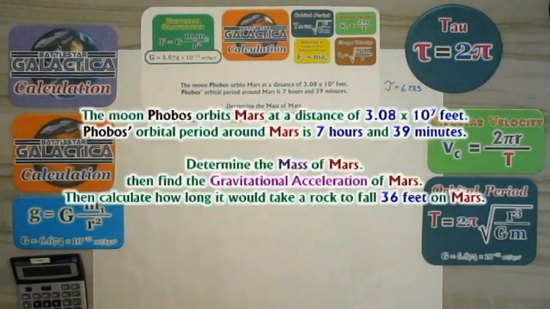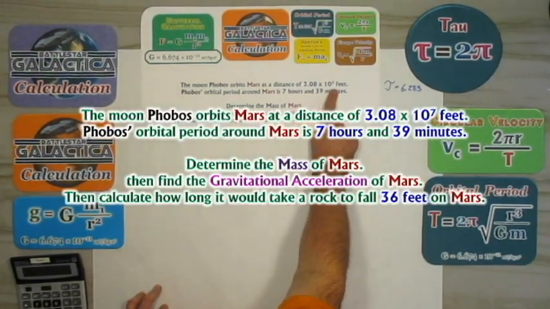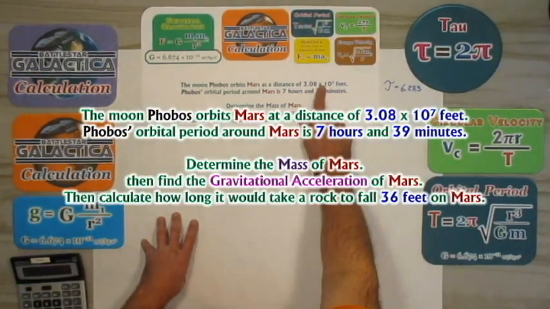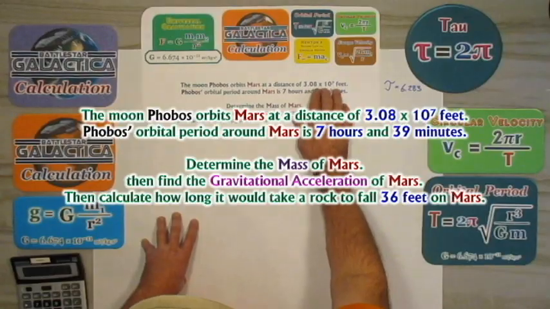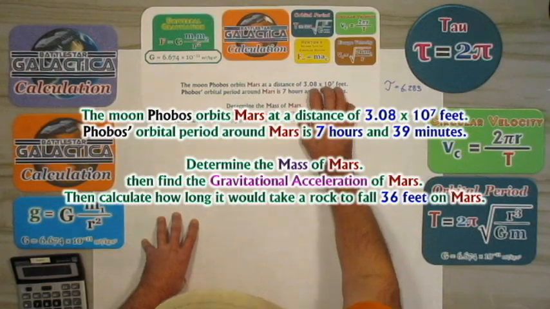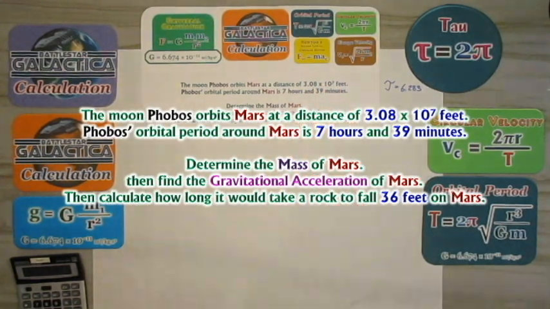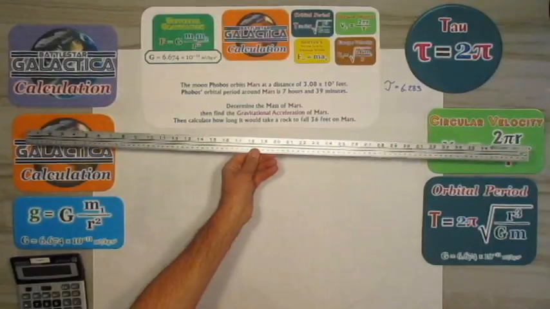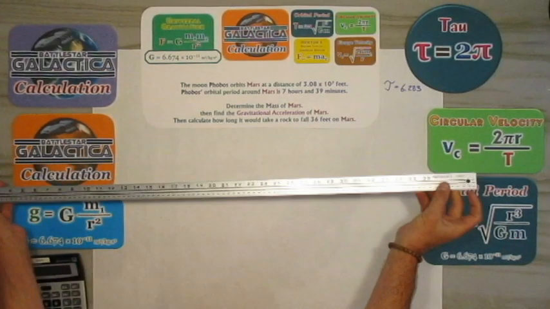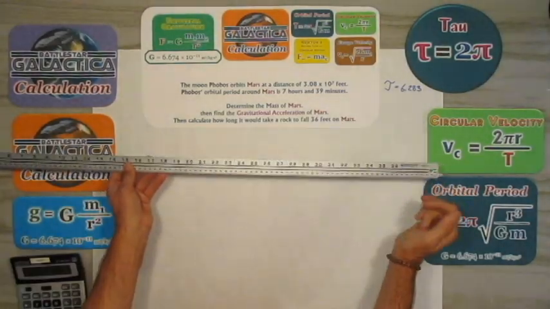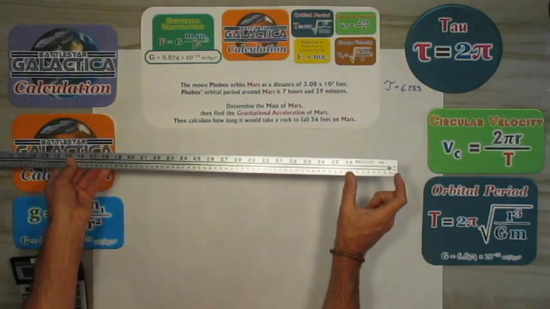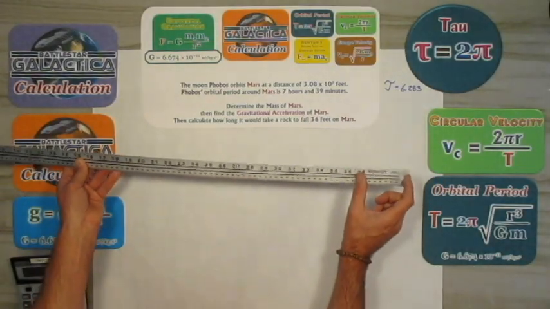Okay, so we're going to turn this into metric. In order to turn this into meters, we need to know how many feet are in a meter. And remember the difference between a meter stick and a yardstick? Here is a meter. A meter is the length of this entire ruler up to there. And a yard would get you to right there. That's 3 feet.